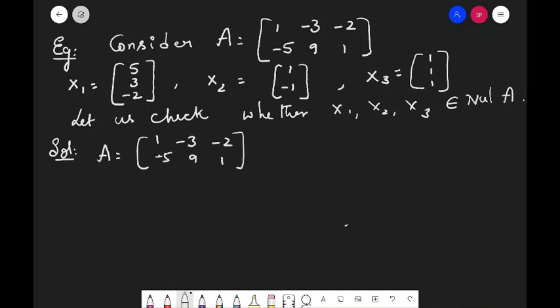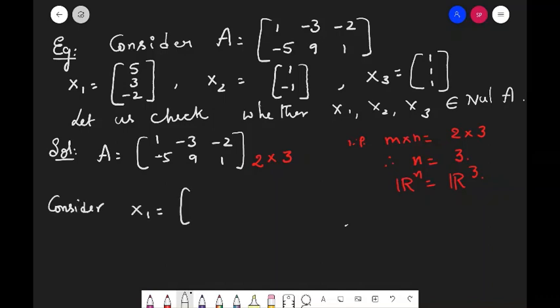What is its order? It has 2 rows and 3 columns. So here m by n is equal to 2 by 3. Therefore, the n value is 3. So we want Rn equal to R3. This is the information we have here. Now let me consider the first vector. Consider x1 is equal to 5, 3, minus 2.